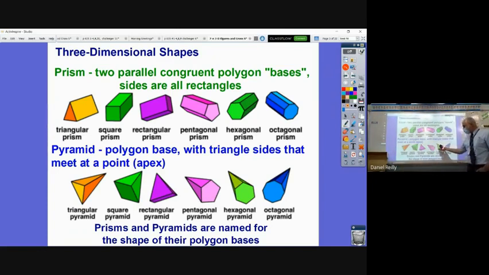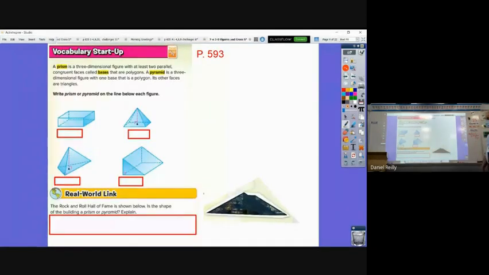So the base tells you what type of prism or pyramid it is, the shape of the base. Pyramids have one base. Prisms have two, one on each side. And if it comes to a point, it's a pyramid, triangular pyramid, hexagonal pyramid. And if it's two bases with rectangles in between, it is a prism. So you need to be able to name these shapes. Is it a pyramid or a prism?